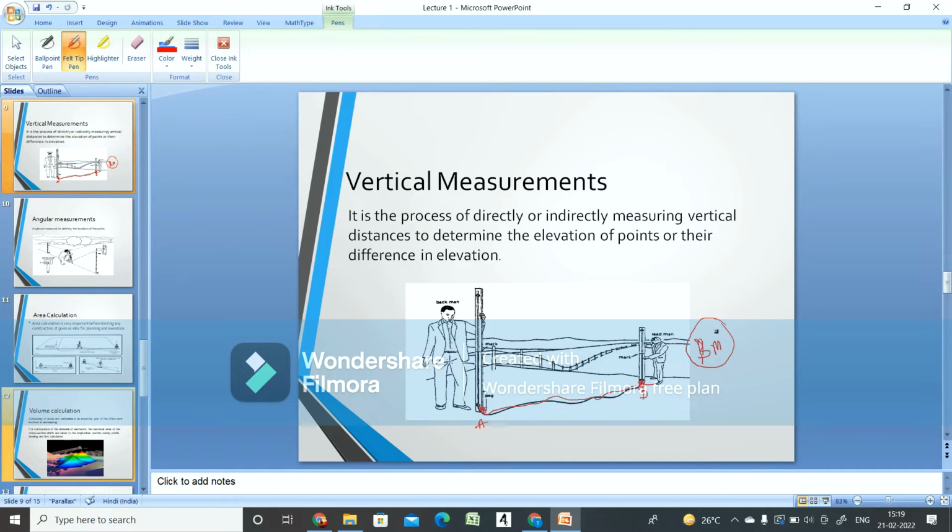What is a benchmark, how it is established, and what we can assume as an arbitrary benchmark also. So in a vertical profile, suppose this is the ground, one point is here, say A, and this is another point B. In this case, we have to determine the elevation of this point from some reference, and again the elevation of the other point. So basically we have to identify this vertical distance between these two points. Such a type of measurement is called a vertical measurement.